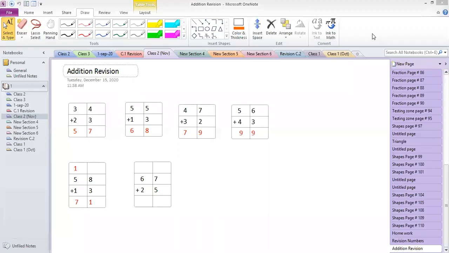I welcome all of you to lesson number 79 for grade 2 mathematics. Yesterday we did division for addition and we did some practice there.